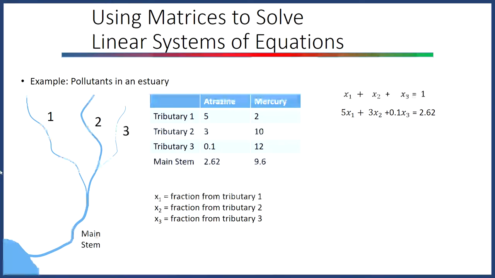We can also construct a similar mass balance for mercury. The mercury concentration in the main stem of the river, 9.6, has to be equal to the concentration of mercury in tributary 1 times the fraction of water coming from tributary 1, plus the concentration of mercury in tributary 2 times the fraction of water coming from tributary 2, plus the concentration of mercury in tributary 3 times the fraction of water coming from tributary 3.